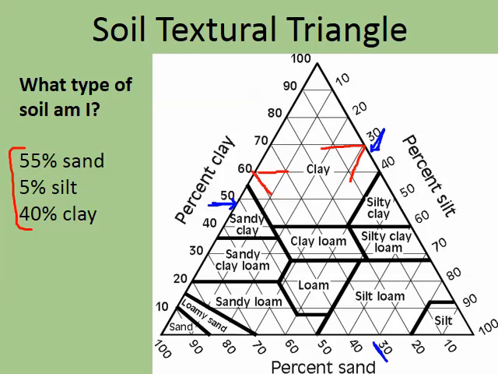So if we have 55% sand, which is down here, we're going to go 50, 60, so it's right in between. I'm just going to draw a line. Might not be that straight. Then we have 5% silt, which is over here. So between 0 and 10, and I draw my line. So this is the line I'm going to follow, and it's going to go down there.